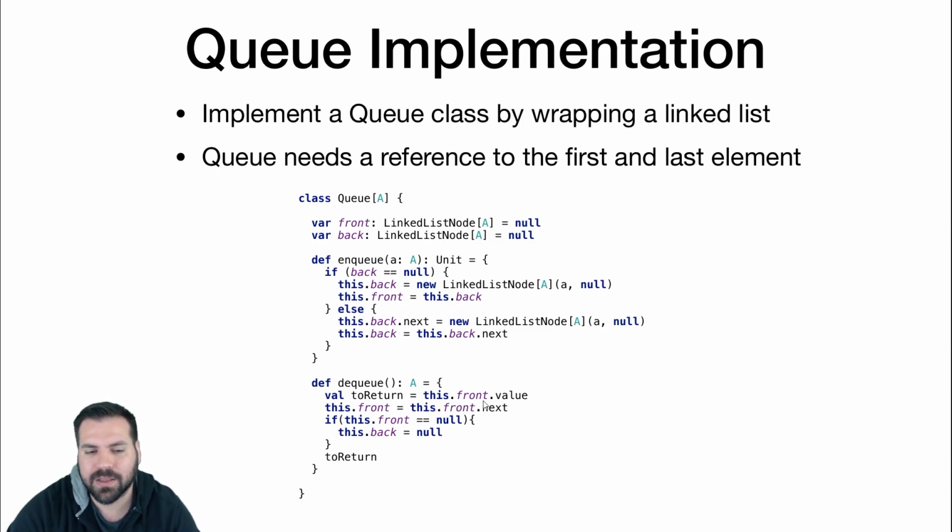Dequeue is going to look at the front of the queue and return that. It looks just like pop for a stack. Same thing. We're going to get the value, return it, and update our reference to the next reference. Except we have one extra check. If front equals null, that means we've emptied out the whole queue, and we're going to set back also equal to null. So back isn't referring to a linked list node that is no longer in the queue.